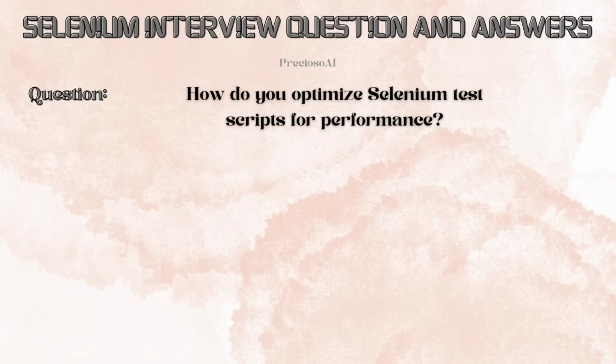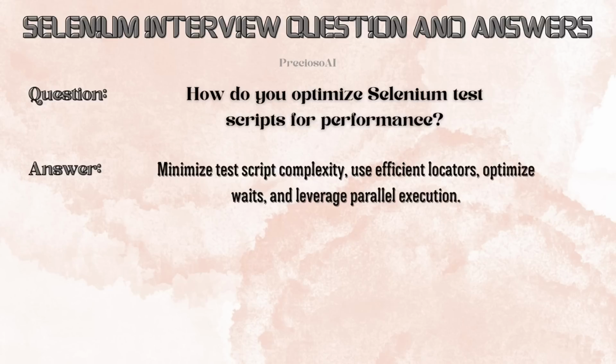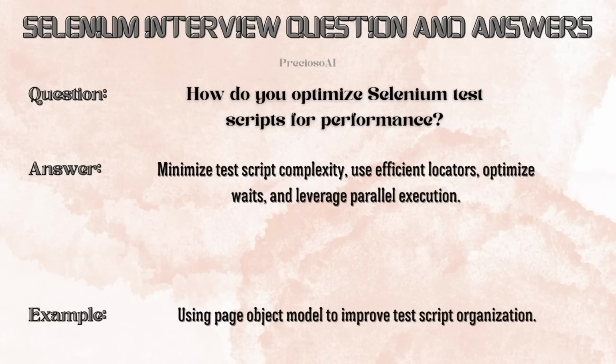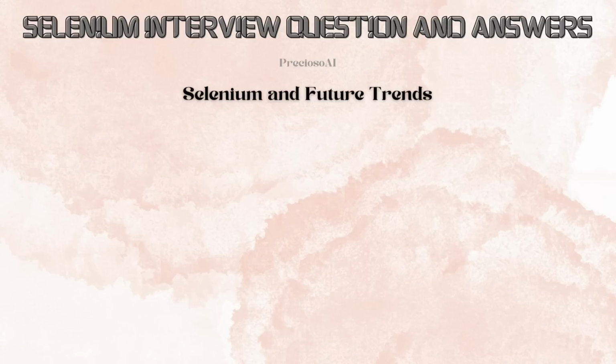Next question: how do you optimize Selenium test scripts for performance? And the answer is: minimize test script complexity, use efficient locators, optimize waits, and leverage parallel execution. For example, using page object model to improve test script organization. Let's see the interview questions on Selenium and future trends.